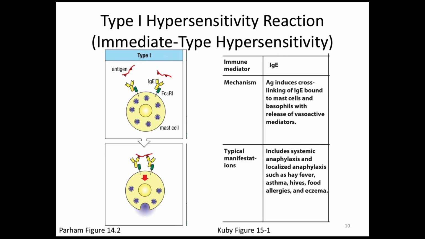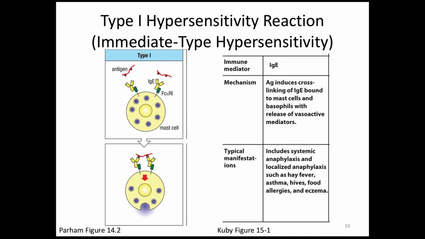The problem in a type 1 hypersensitivity response is an antibody, as we already said, and specifically this is an antibody that is an IgE antibody. So you have IgE causing the problems in a type 1 hypersensitivity reaction.